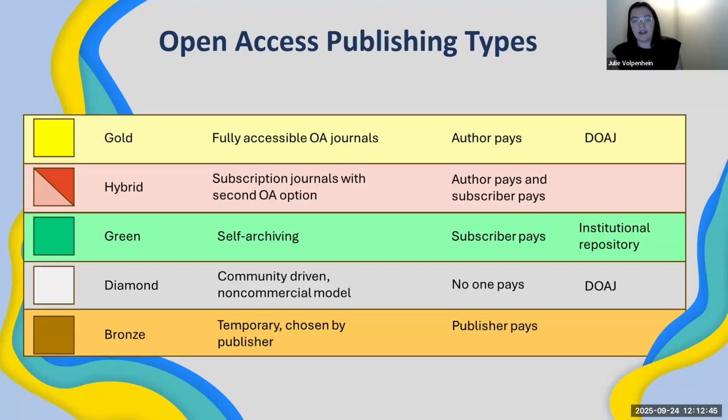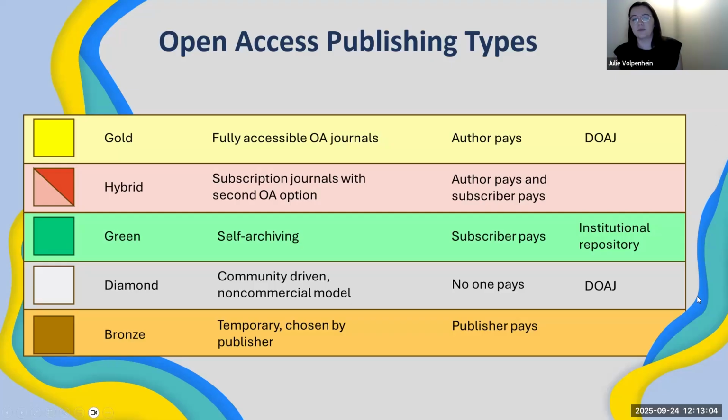The next version is Diamond. I kind of view this as the utopian version of OA. It's a community-driven, non-commercial model. Nobody pays money. I'm sure someone has to pay money somewhere along the way, but it's not the author and you don't have to pay to subscribe. And you can also find these in the Directory of Open Access Journals.